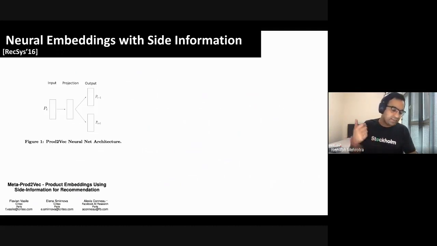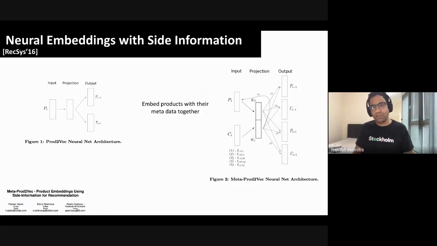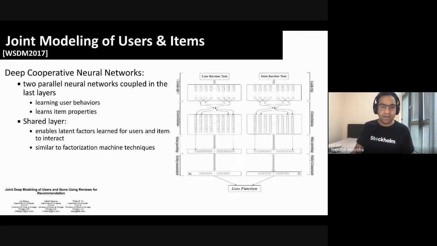So we can look at the metadata of the product and then try to apply some of these word-to-vec style approaches to that to learn those embeddings for the products. And what we can also do is essentially use the metadata along with the product description to learn some of these product vectors.